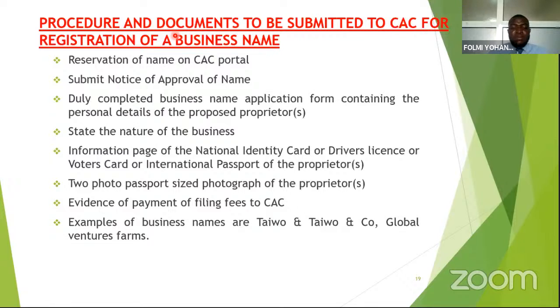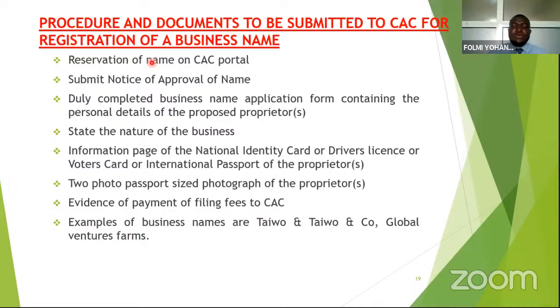CAC will go through the name, and there are some things that CAC will look at before approving a name. Is the name in use? Is the name similar? Is the name carrying a word that you will need consent before you can use that name? Is it carrying a chamber of commerce? Such things will not be registered. So when you submit your name and the name is in line with CAC guidelines for approving a name, CAC will approve the name for you for 60 days.